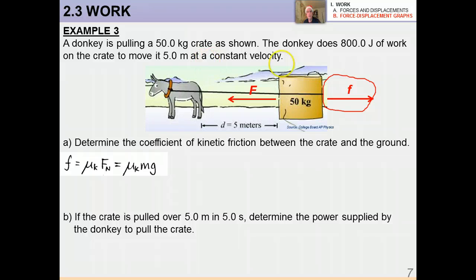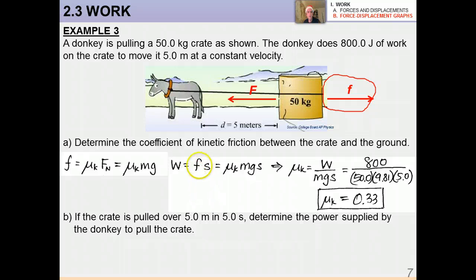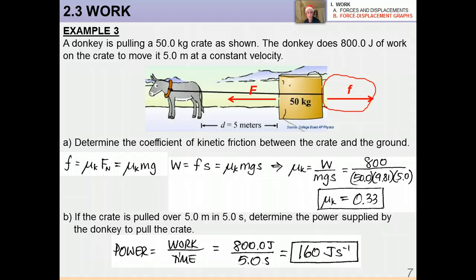Okay, it's moving at a constant velocity, so the lengths of these two vectors are equivalent. Okay, W equals Fs, which in this case is mu sub k mg times s, and all you do is solve for mu sub k, and I got 0.33. If the crate is pulled over a distance of 5 meters in 5 seconds, determine the power supplied by the donkey to pull the crate. Okay. Now, in this case, it's work per unit time, which is power. 800 divided by 5, it's 160 joules per second. Turns out that a joule per second is also equal to a watt, but again, you don't need to know that right now. We'll study that when we talk about power.